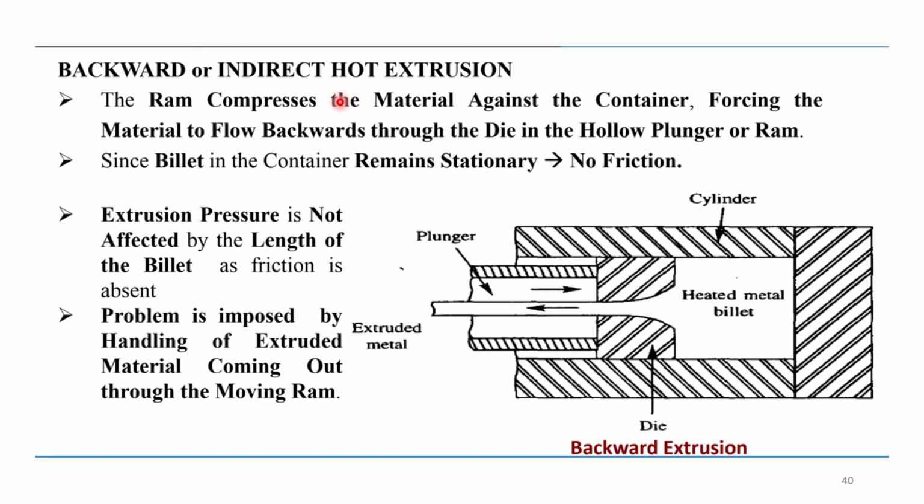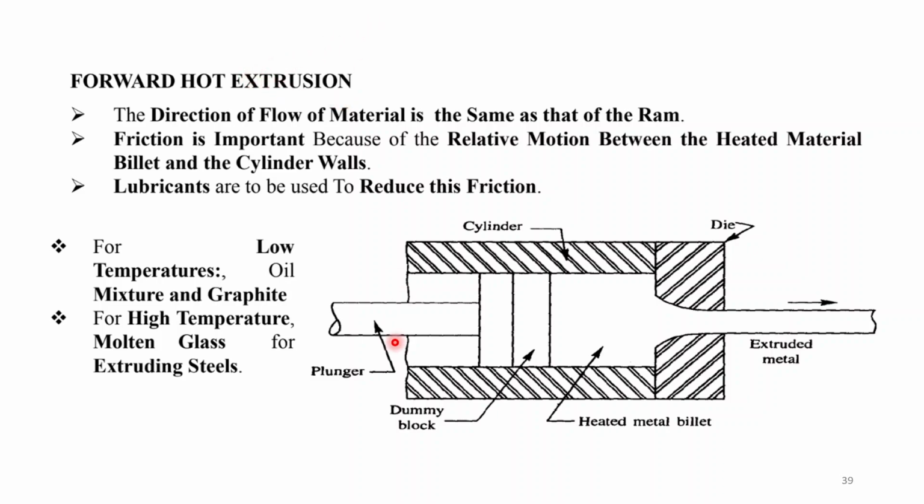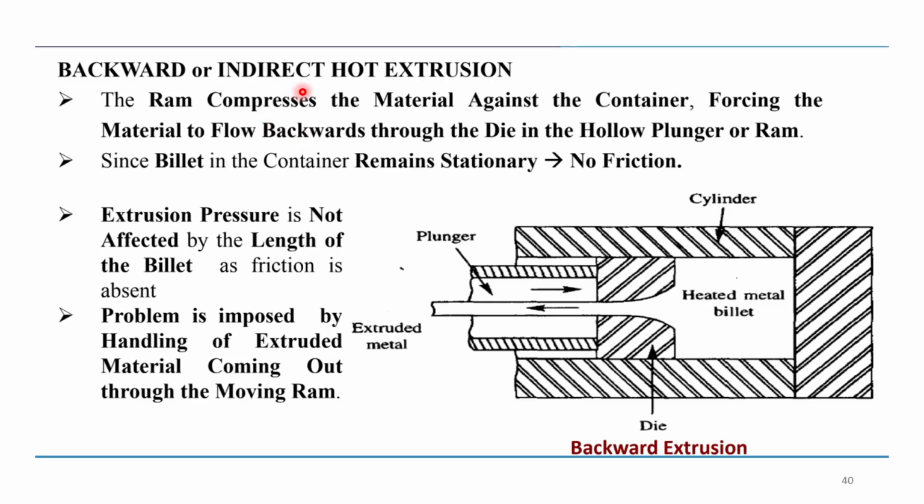Backward or indirect hot extrusion. In case of forward extrusion, you are applying your force in this direction, and your material is coming in the same direction. In case of backward, you are applying force in this direction and the material is coming in the opposite direction. So it is called backward or indirect hot extrusion. In this case, the ram compresses the material against the container, forcing the material to flow backwards through the die in the hollow plunger or ram.